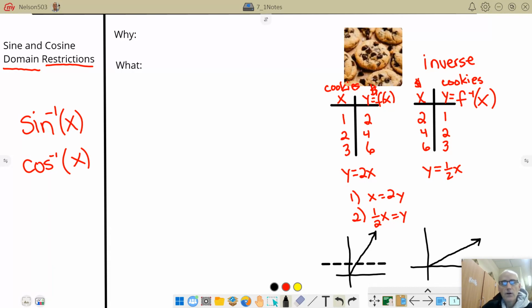We talked about that. So what's going on? The function's not giving us one answer back here. That's why we need domain restrictions, because the sine function and the cosine function are not one-to-one functions. They are not constantly increasing or constantly decreasing. The fancy word for that is monotonic.